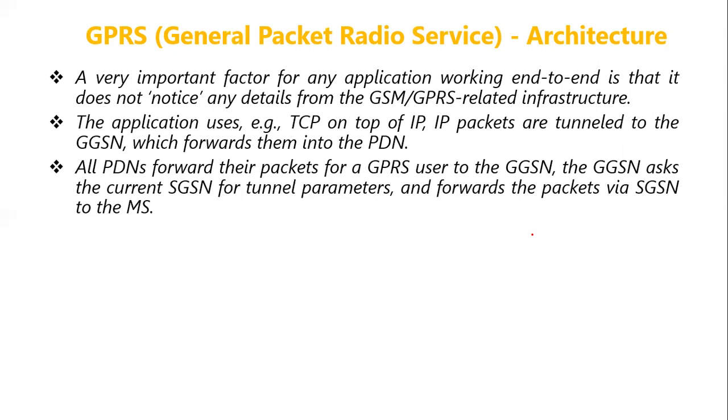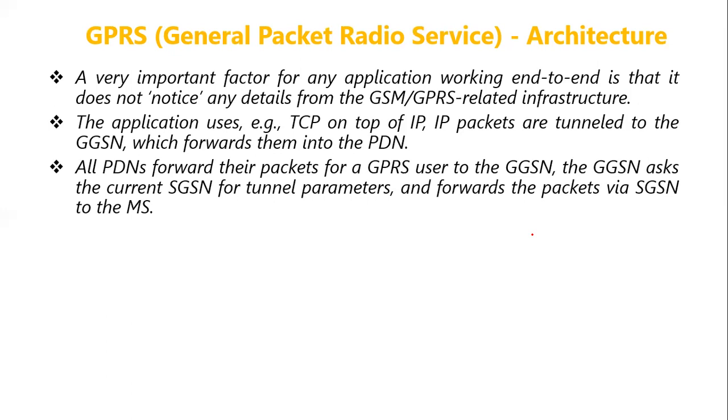The gateway GSN asks the current SGSN for tunnel parameters. Then the gateway GSN will in turn communicate with the SGSN for the tunneling parameters and forward the packet via the SGSN to the MS. Through the SGSN, the packet will be forwarded to the particular MS, that is the mobile station. So this is the communication path.